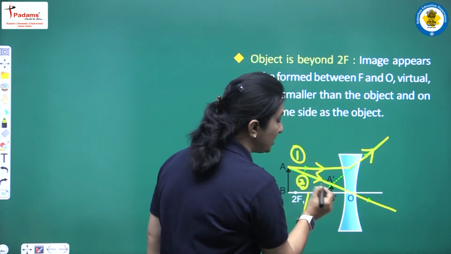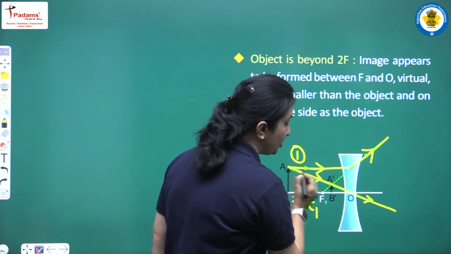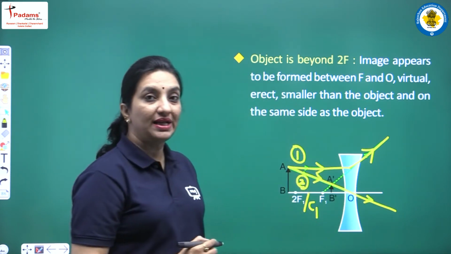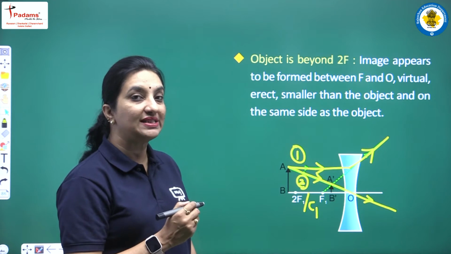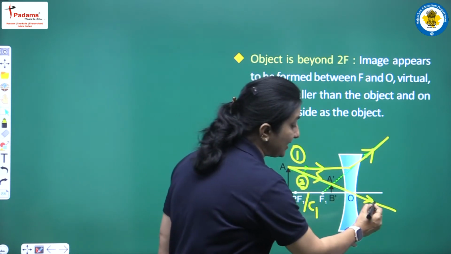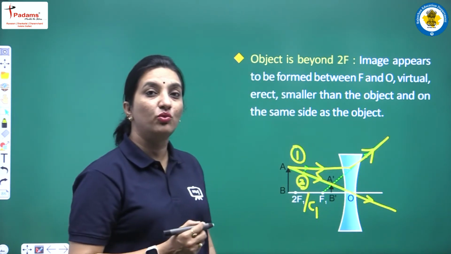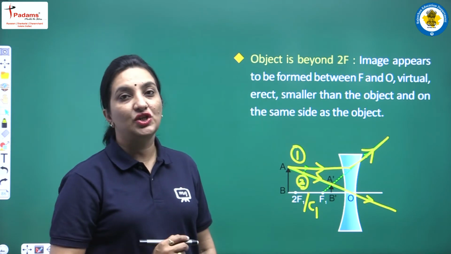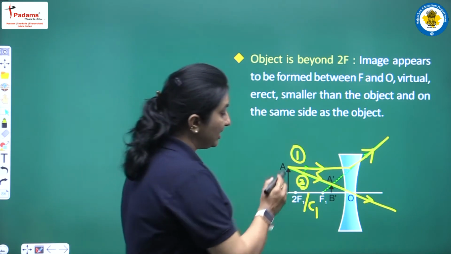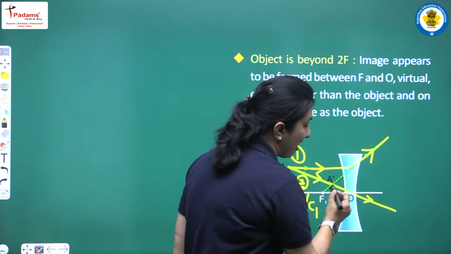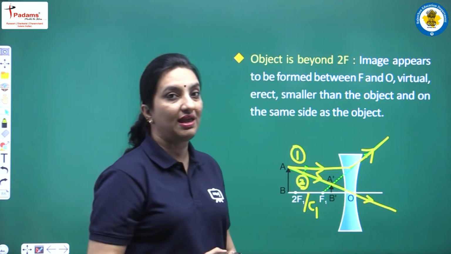And as we know, students, the ray of light which passes through the optical center passes through the lens undeviated, that is, it moves in a straight line, it does not change its path. So this ray of light will move straight after refraction through the concave lens.